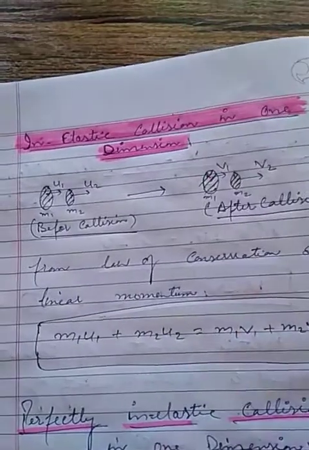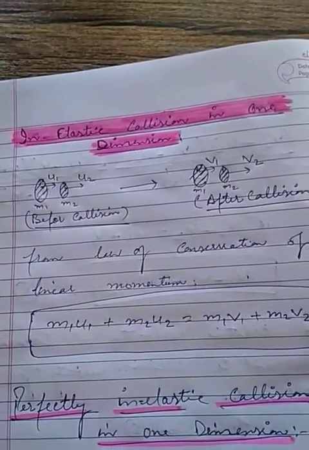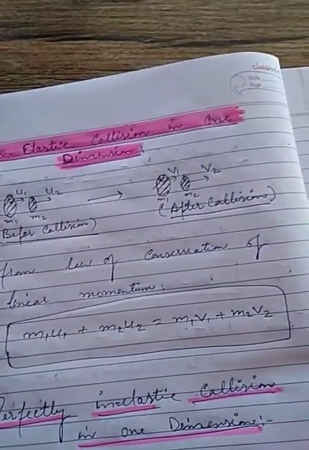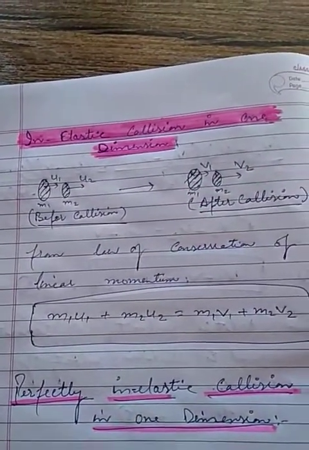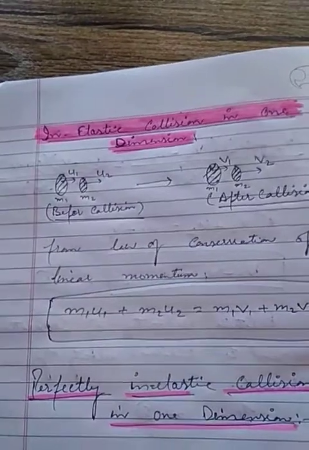We know an inelastic collision is a collision where the kinetic energy does not remain conserved. But we know the total linear momentum during an inelastic collision remains conserved, so we can calculate the total linear momentum by the law of conservation of momentum.